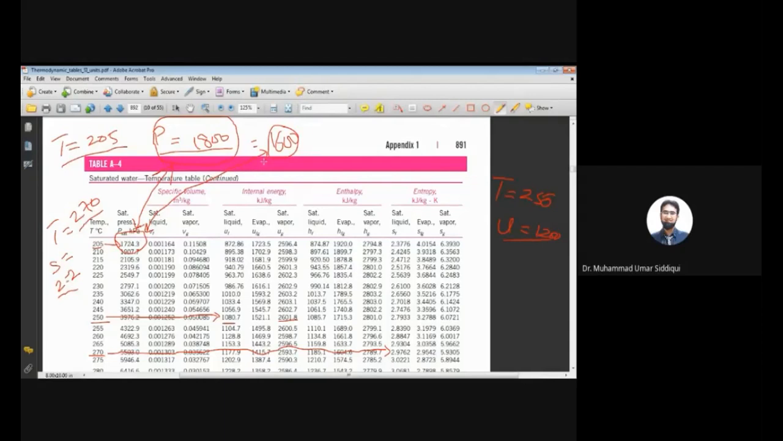Don't confuse it with the other cases. When you are comparing pressure with pressure, the laws become opposite. Greater than saturation becomes compressed liquid, less than saturation becomes superheated. But only for the pressure case. For the rest of the cases, it's the same way as I have mentioned. So far it's clear? Yes, sir.